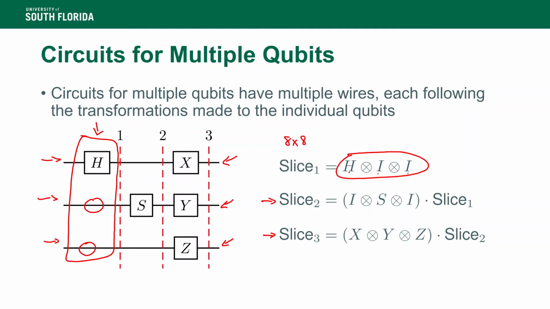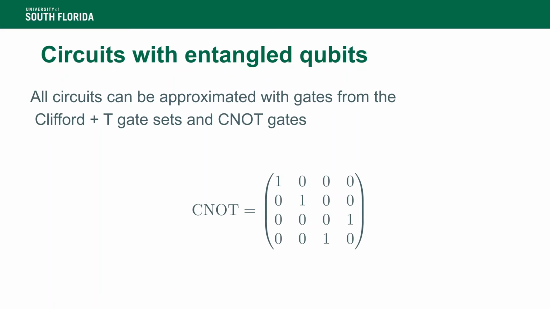Slice 3 seems to be the most intricate because it has things happening on every one of the wires. And then, of course, the evolution is given by slice 1 times slice 2 times slice 3 on the vector of 8 coordinates that represents the input state.